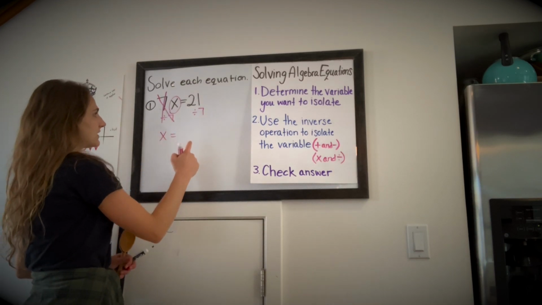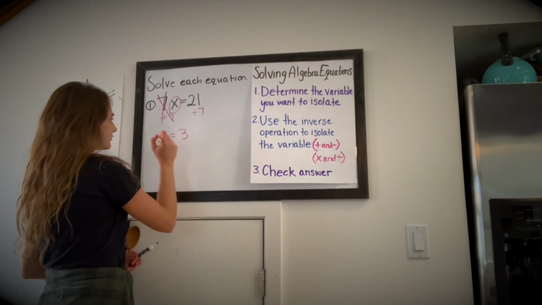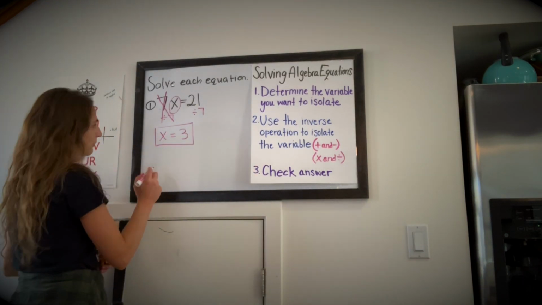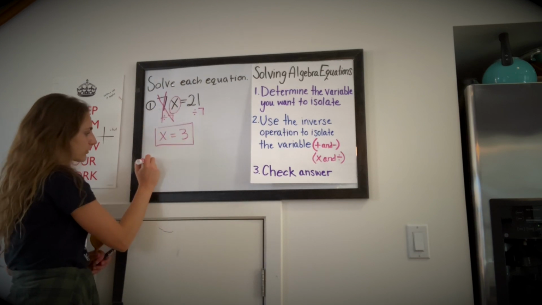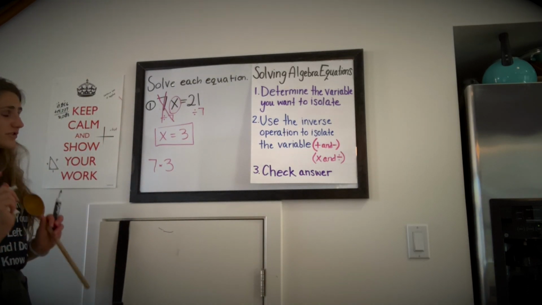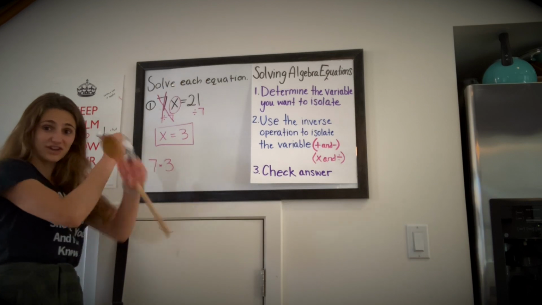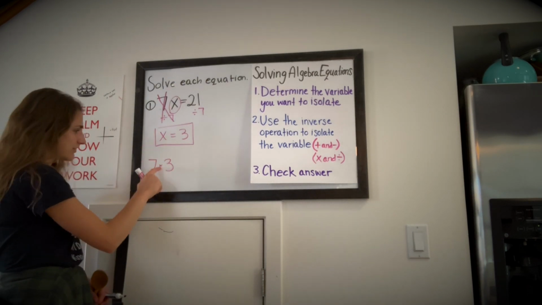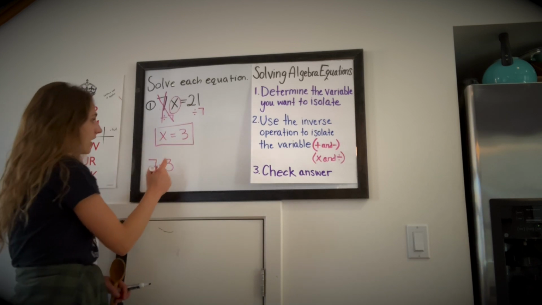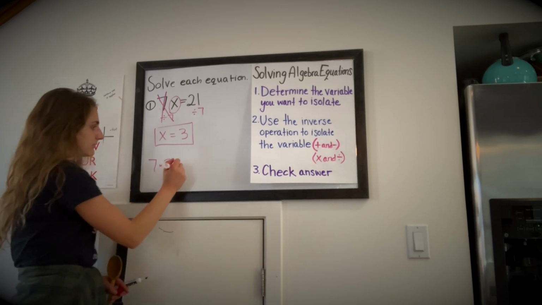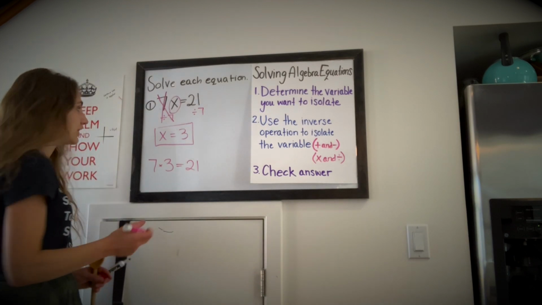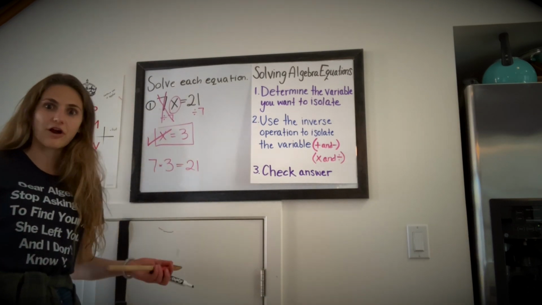And I know that 21 divided by 7 equals 3. So I think that this is my final answer. However, I don't know for sure until I check it. So instead of writing 7 times x, I'm going to write 7 times 3. Okay, this is where it gets a little bit confusing with the x's. This is a multiplication x. This is our variable x. So you can see I made a little tiny x to represent multiplication so that we don't get it confused with our variable. All right, and based on our original equation, 7 times 3 should equal 21. Well, 7 times 3 does equal 21. You could use a calculator to support you. So we know that x equals 3 is in fact our final answer.